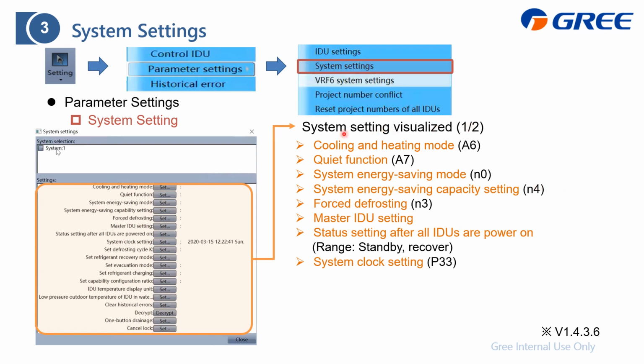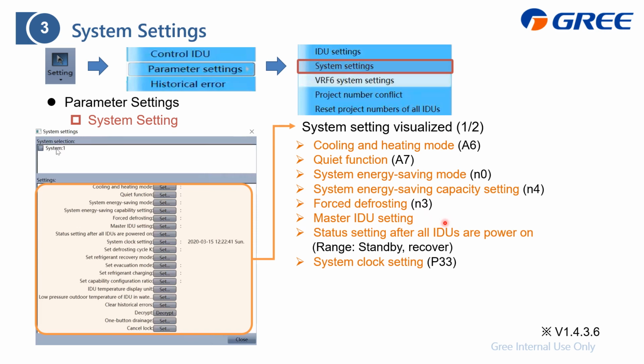It is the system setting made visual, which means it is more convenient for you to set the values, including the A6 cooling and heating mode selection and quiet function. This is for the outdoor unit, and energy saving, capacity setting, and also the N3 defrost. And also you can set the master indoor unit here.